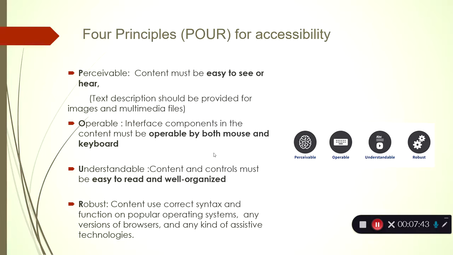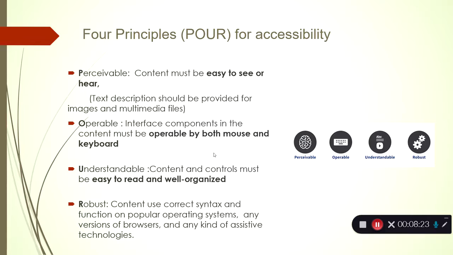The second rule that you have to consider is operable. That means it should be operable by both mouse and keyboard. There are different design principles so that you don't need to use the mouse; from the keyboard itself you can access the different elements of your website. So when you follow the accessibility criteria, you have to include those design principles so that your website elements can be reached by both mouse and keyboard. So that is operable.